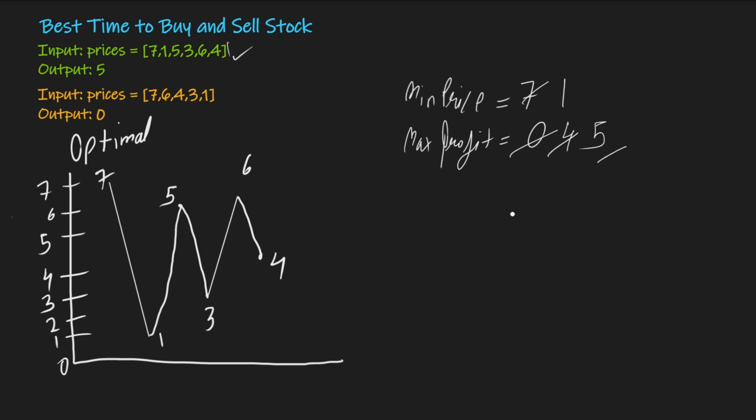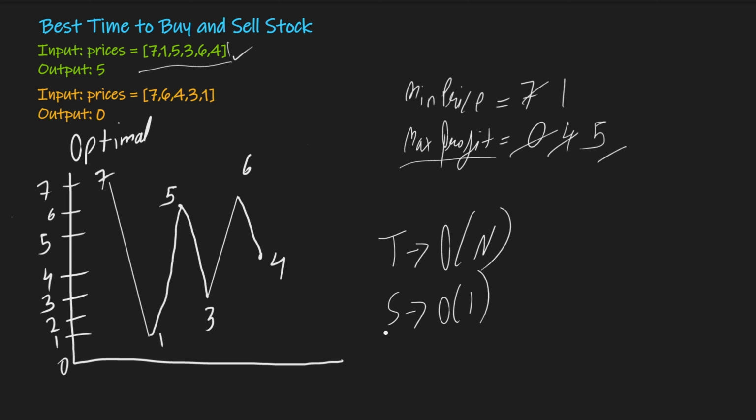So this is the optimal approach that we are going to use to completely check what is the maximum profit we can get in one go. The time complexity for this algorithm is big O of n and the space complexity is big O of 1. So let's see the code in action.